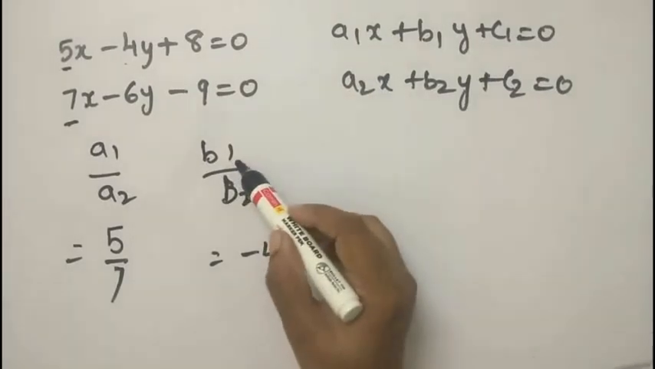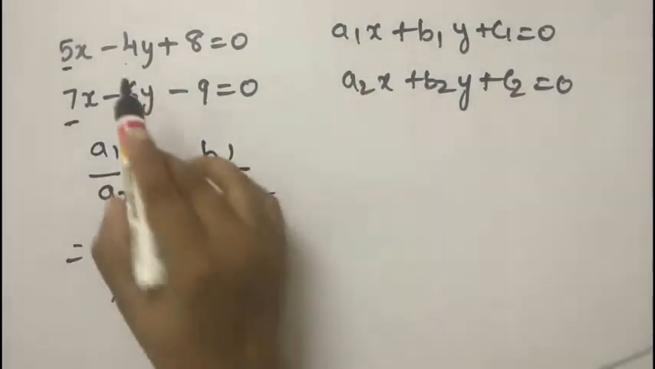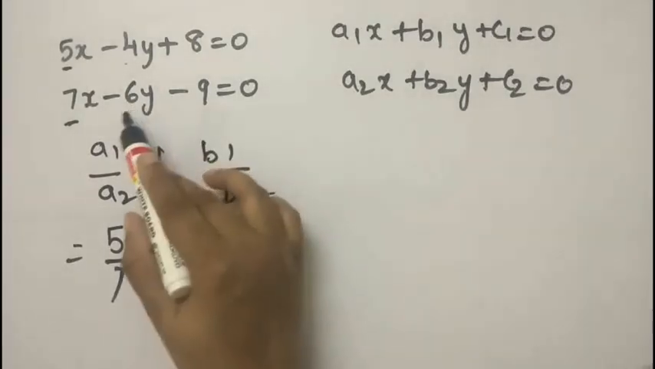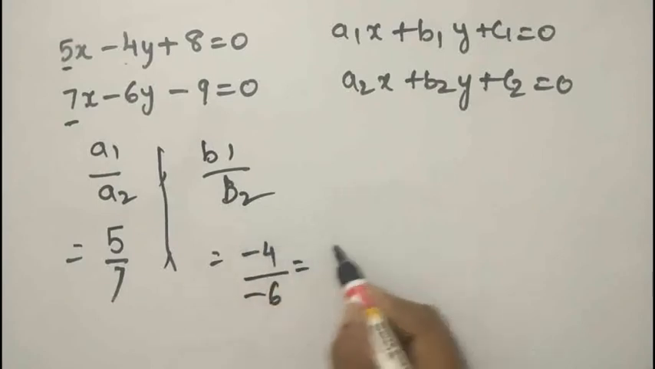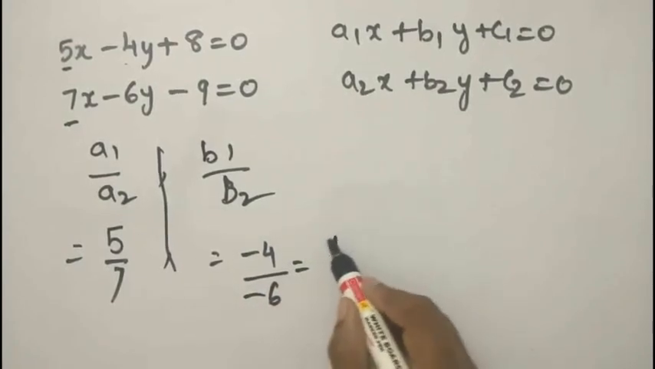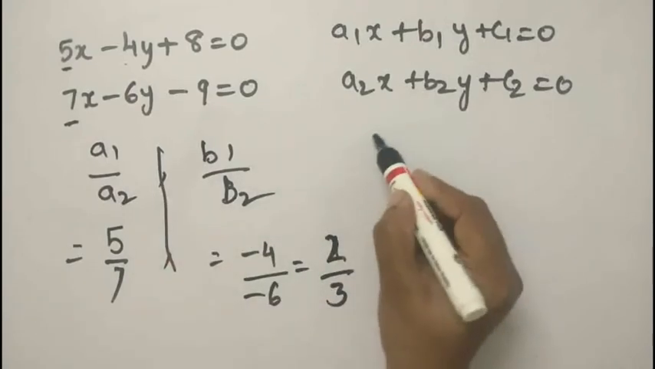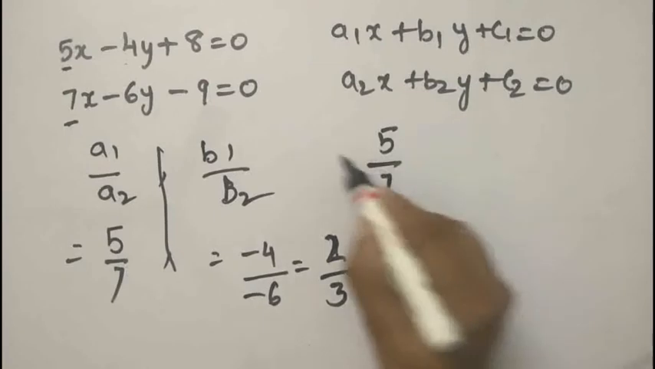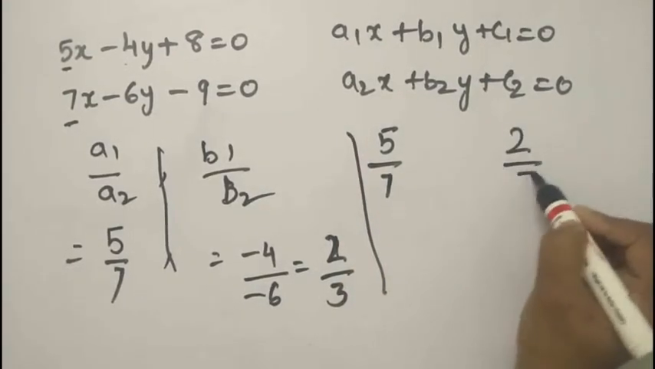Here in place of b1, it is minus 4, and in place of b2, it is minus 6. So you will get 1 by the 2 2's and 2 3's, which is 2 by 3. So we got a1 by a2 as 5 by 7, and b1 by b2 as 2 by 3, is it not?